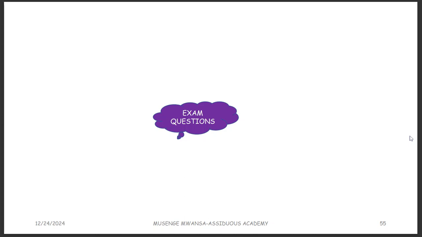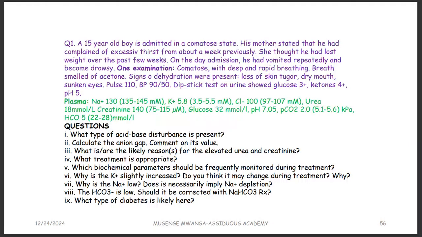Okay, so exam questions, diabetes. A 15-year-old boy is admitted in a comatose state. His mother stated that he had complained of extensive thirst from about a week previously. She thought he had lost weight over the past few weeks. On the day of admission, he had vomited repeatedly and become drowsy.